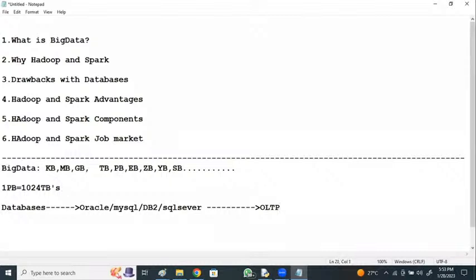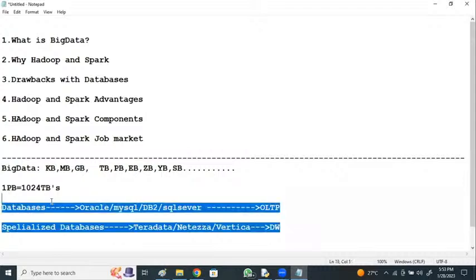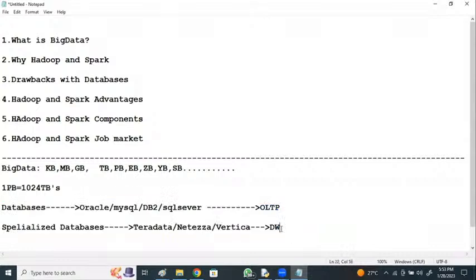But we also have some specialized databases used for data warehouse purposes, like Teradata, Netezza, Vertica, right? These are used for OLAP, online analytical processing, for data warehouse (DWH) purposes, right?